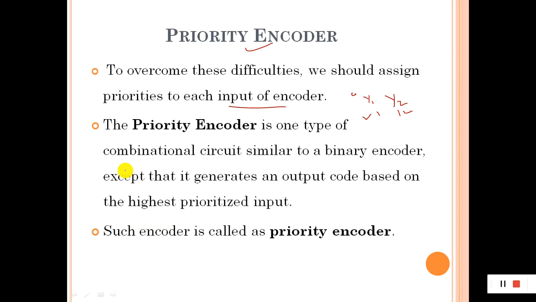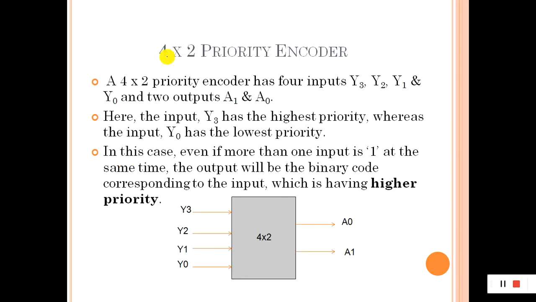Now let's understand this priority encoder with the help of an example. I think you have got it. What is a priority encoder? The encoder which has priority over other inputs. So this is the 4:2 priority encoder. You can see here, this is the same simple encoder. There is nothing but some circuitry inside this one change, which gives priority to particular inputs.